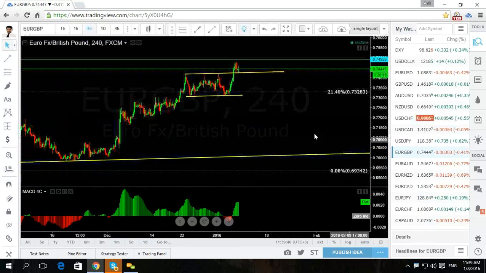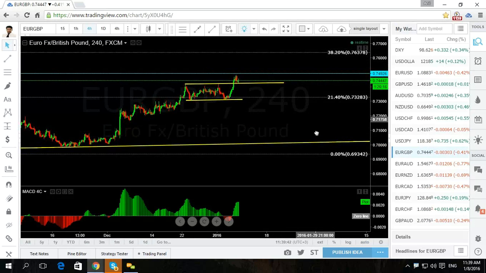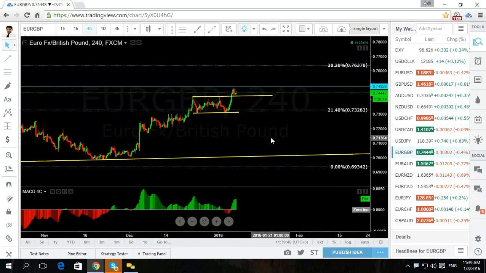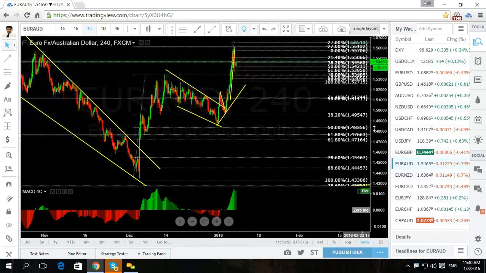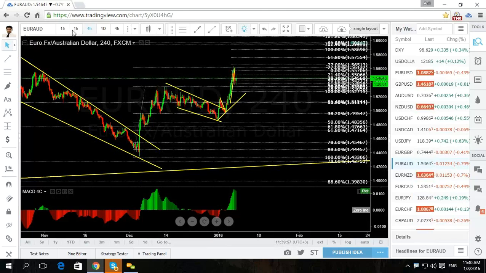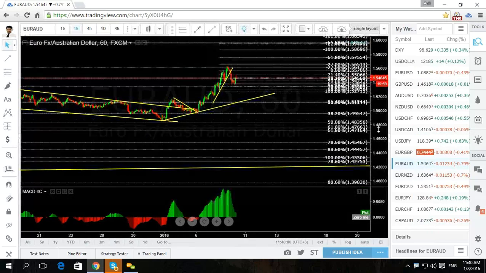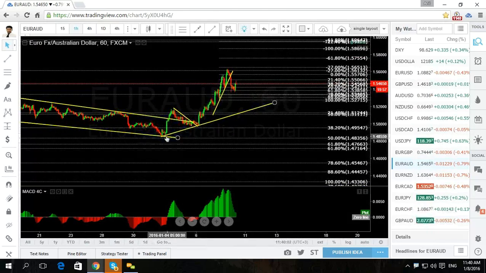Euro-pound, it broke. It's consolidating. We may get a trade to the upside, especially if the pound goes up and the euro comes down. We'll get a trade. If euro goes up and pound goes up too, you'll probably just go sideways. It's not the best trade, so I think you can probably just skip it. Euro-Oz, wonderful trade. The trade we started the week with saying this is the best trade, and it's still the best trade. We're still in the uptrend.